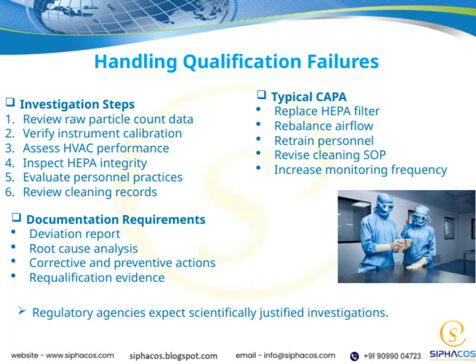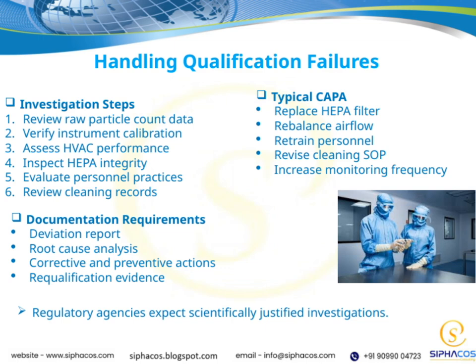When it comes to regulatory agencies, they expect us to conduct investigations that are thoroughly justified by scientific evidence. This means we need to provide clear documentation at every step. First, if there's a deviation, we must prepare a deviation report that details what went wrong. Then, we perform a root cause analysis to understand the underlying reason for the deviation.